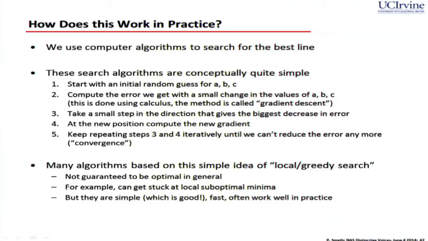So how does this actually work in practice? We obviously use computer algorithms to do this, and we use something called local search quite a lot. It's a very, very simple idea. You start with an initial random guess for a, b, and c. That might be our initial line there, the one that wasn't very good.